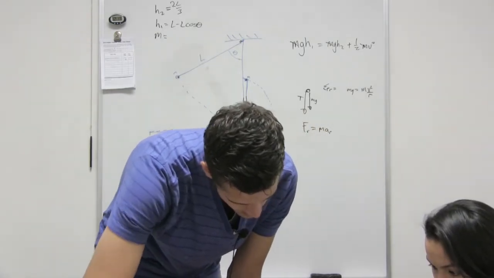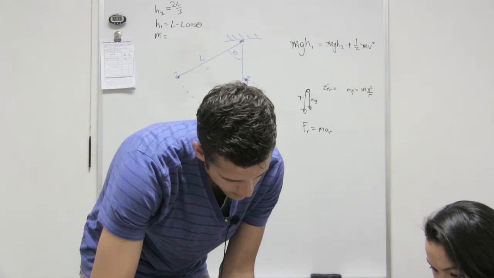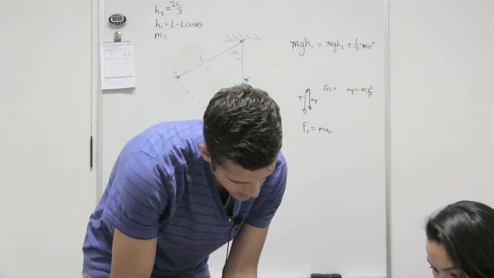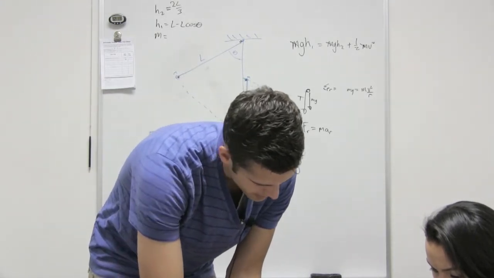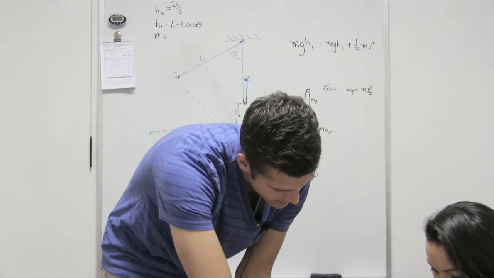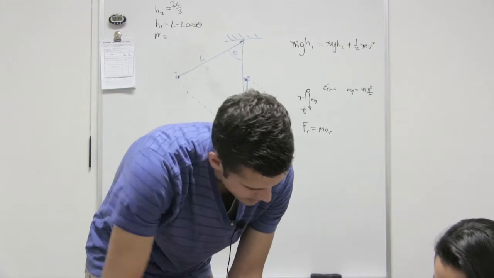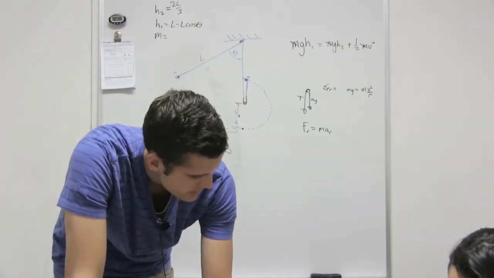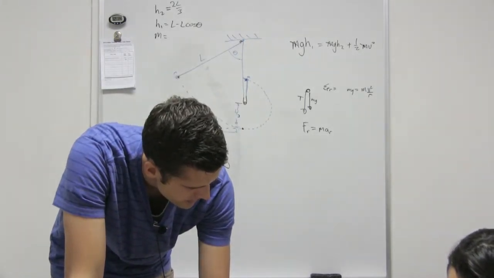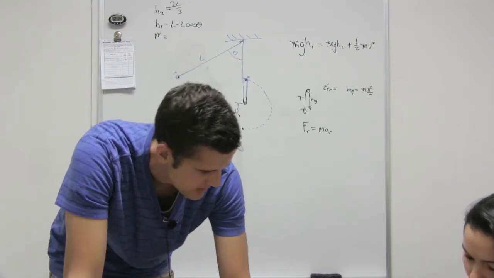Right here, section 8.4. This is explaining critical speed. Does that make sense? So this is where this is coming from. It works the same way for a roller coaster loop as it does for a string. So you see what it's talking about here.